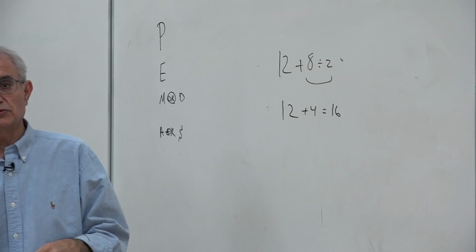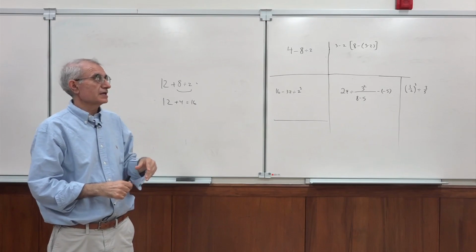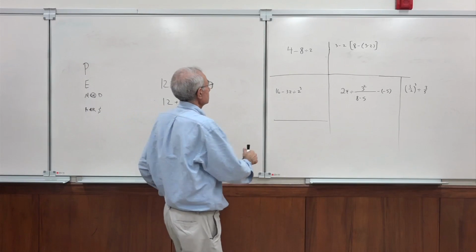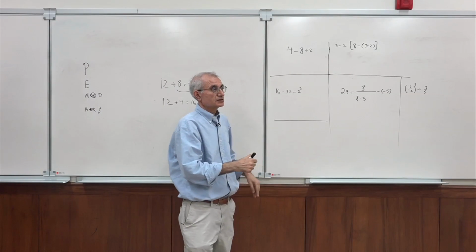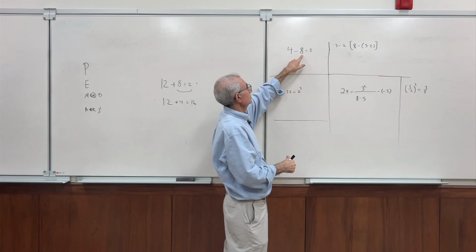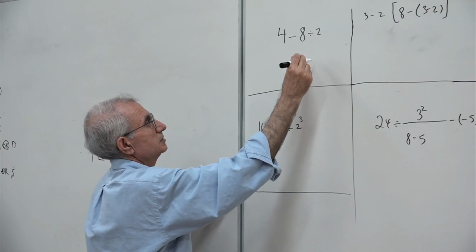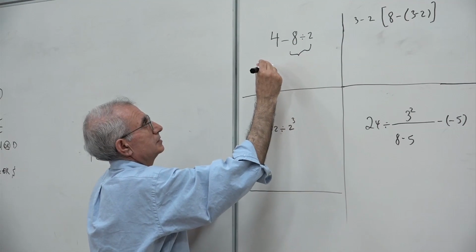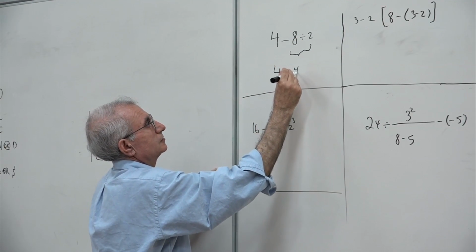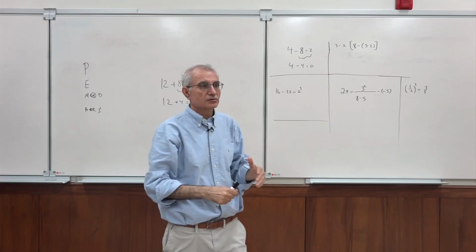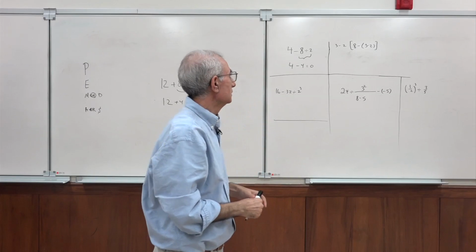In order to further explain these topics, I wrote a couple of problems on the board for you to do. This one is very similar to the problem I did a few minutes ago. Remember, I have to do the division before I do the addition and subtraction. So I have to do this piece first. That will become 4 minus 4, which will become 0, right? If you have $4 and you spend all your $4, you end up with 0, right?